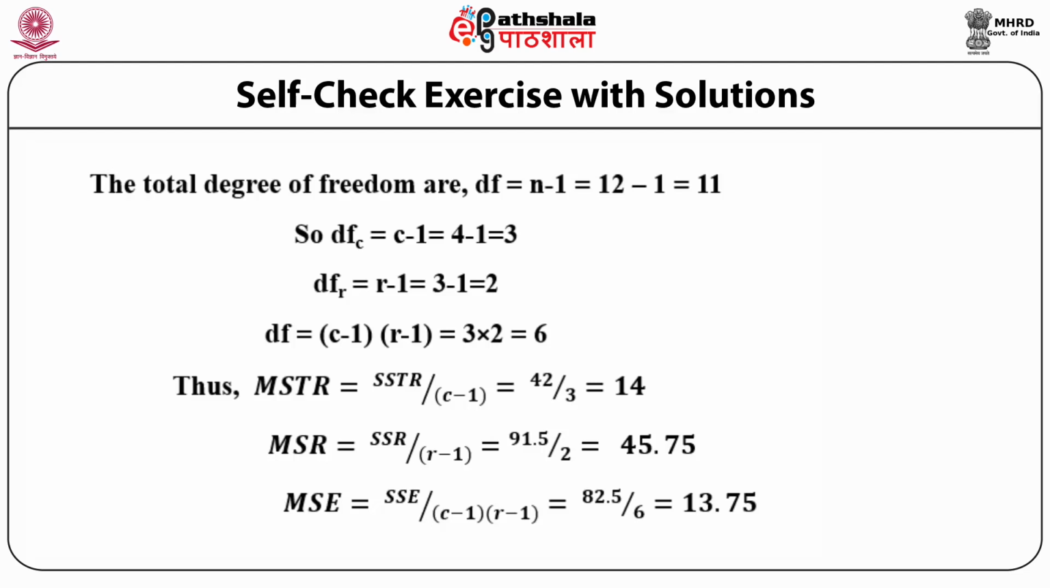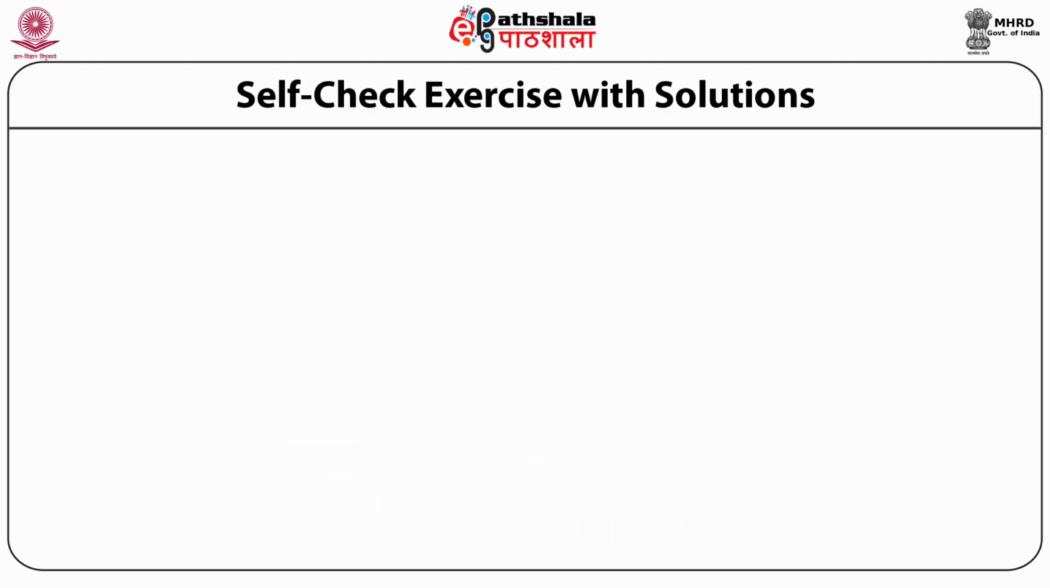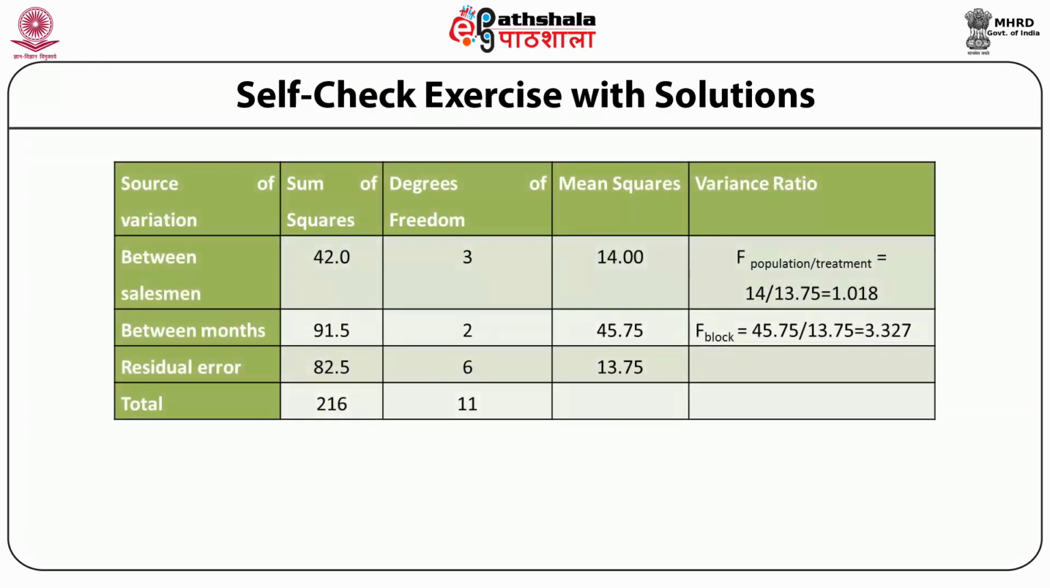So here in this question, the residual error is coming as 6. Now to calculate the MSTR, it is SSTR upon C minus 1, that is 42 upon 3, which is 14. MSR is equal to SSR upon R minus 1, that is 91.5 upon 2, and it gives a value of 45.75. And MSE is equal to SSE upon (C minus 1) into (R minus 1), that is 82.5 upon 6, which is 13.75. Let's put it into a two-way ANOVA table and understand how the null hypothesis can be accepted or rejected.